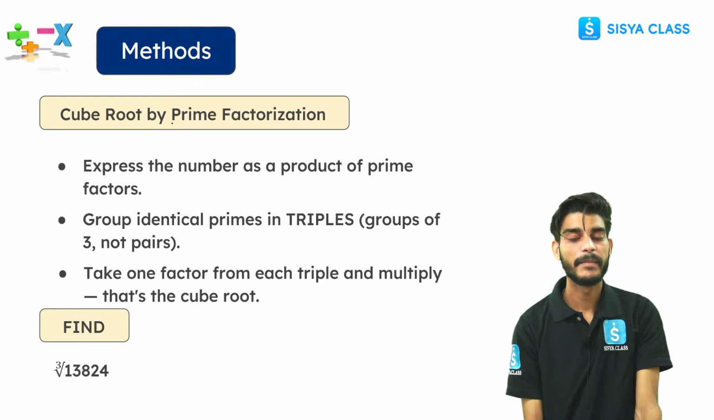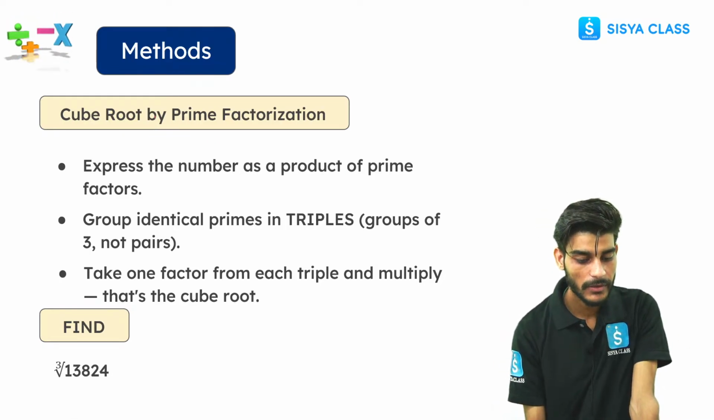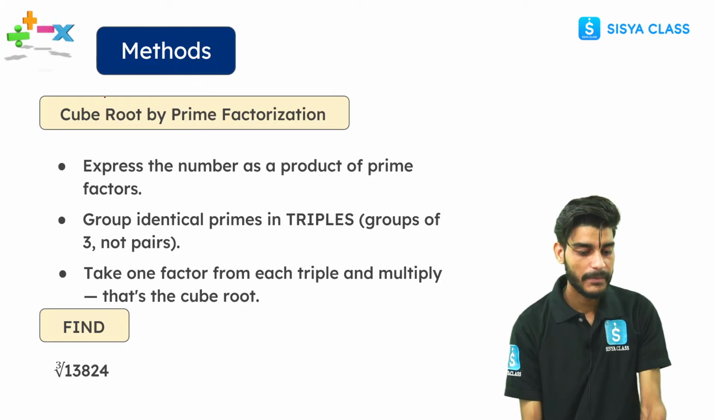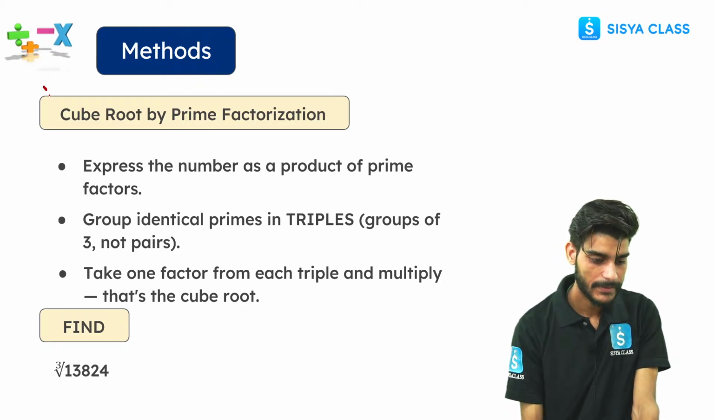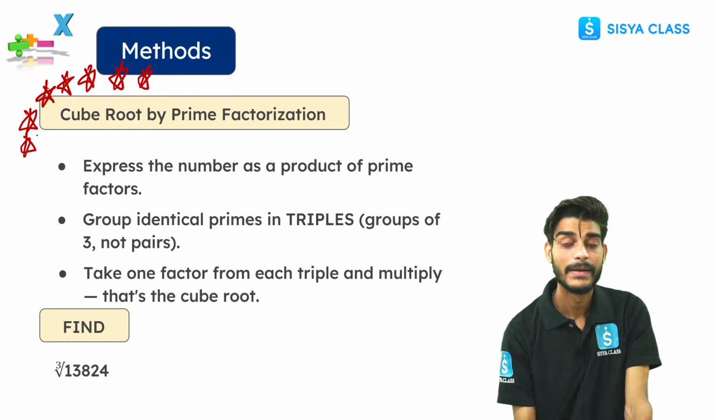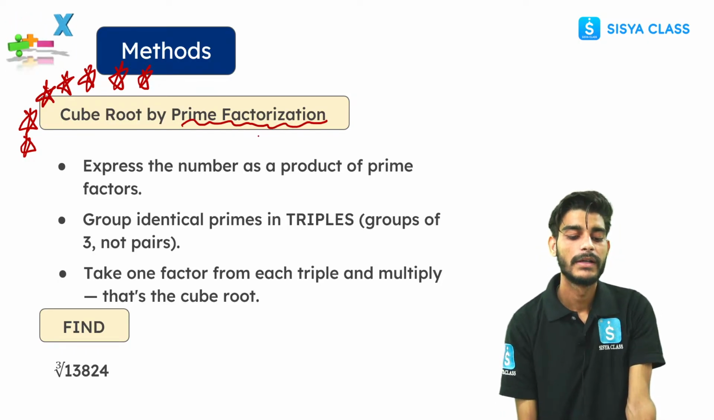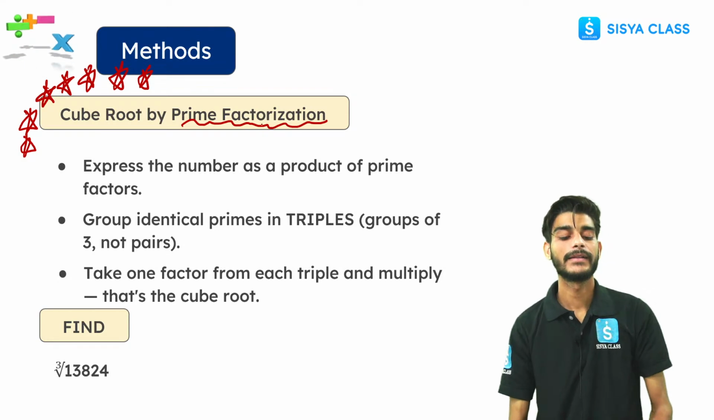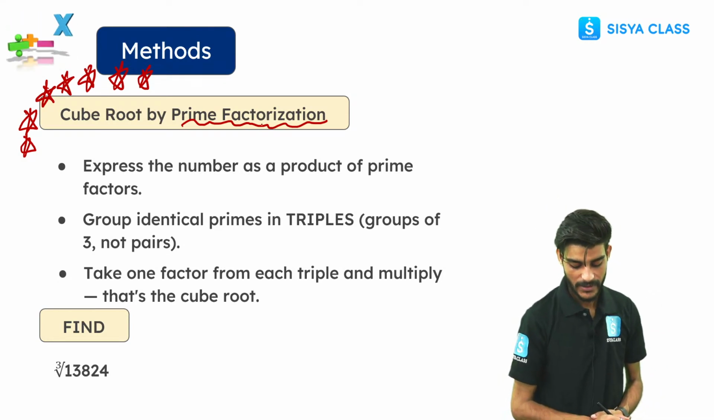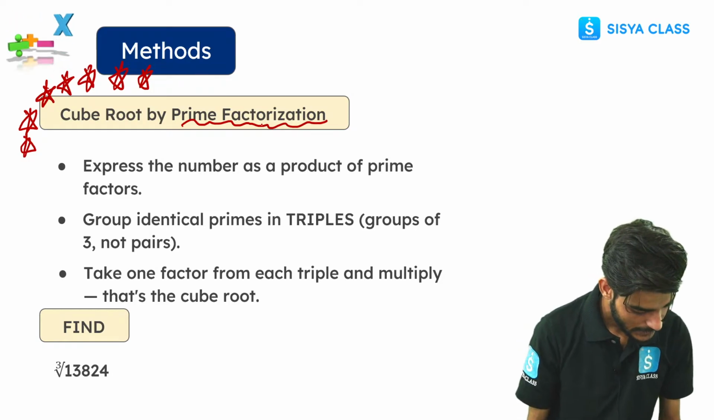Now let's come to the methods for finding cube roots. This is one of the most important methods, so mark it with a star. Give as many stars as you want to this method. It is the prime factorization method, which was also used in finding the square root. It's the same for finding the cube root. I hope everything is clear till here. If you have any doubt, please ask me.